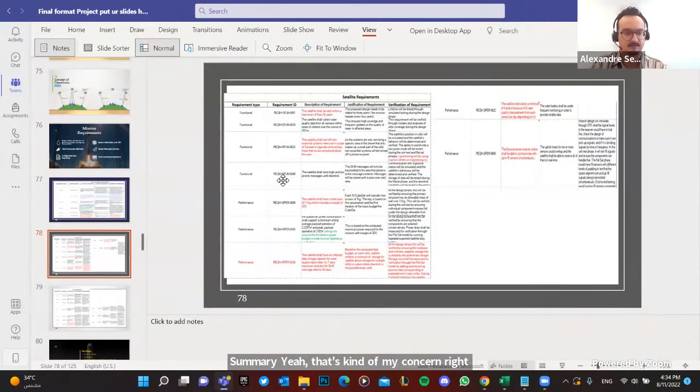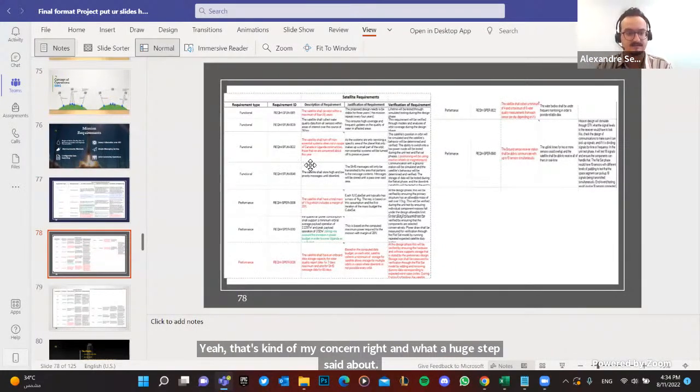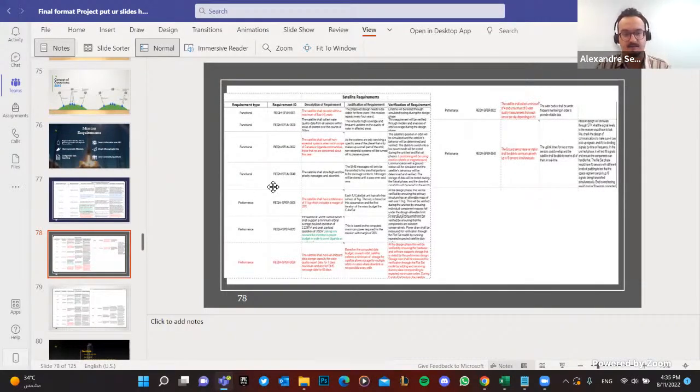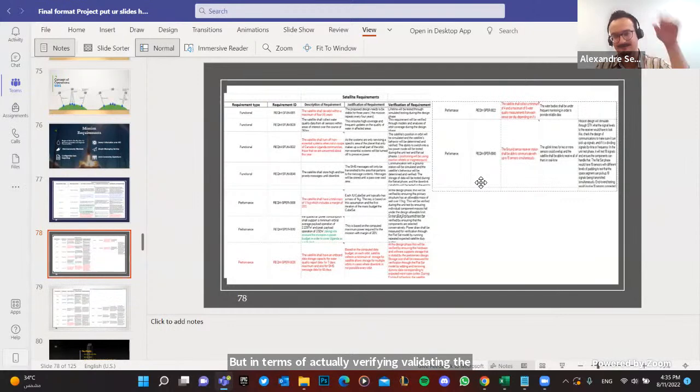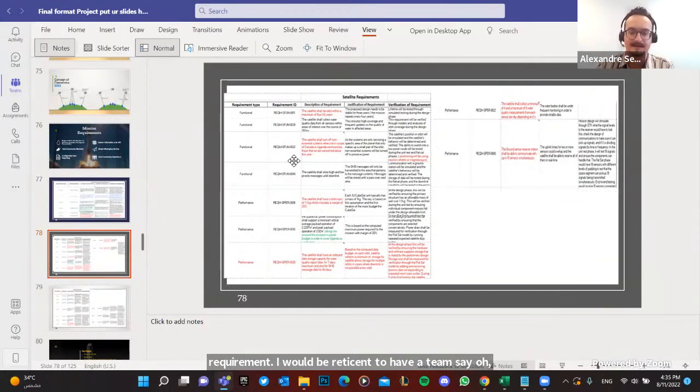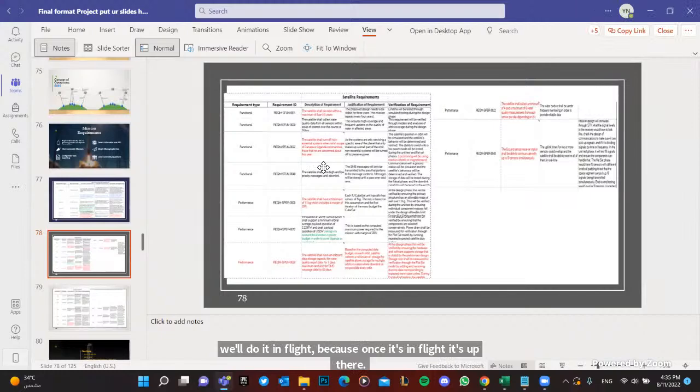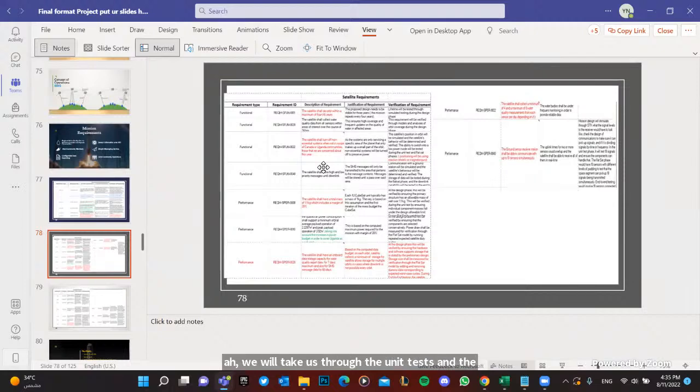And what Yosef said about sending a dummy packet makes sense to validate that the system is actually functional when you power up in orbit. But in terms of actually verifying and validating the requirement, I would be reticent to have a team say, "Oh, we'll do it in flight," because once it's in flight, it's up there, right? So how do you plan to validate this requirement before? Yeah, we will take it through the unit tests and the flight tests first. But since a flight test will be in action for some of the requirements, we plan to make these requirements more assertive, so that they operate functionally.